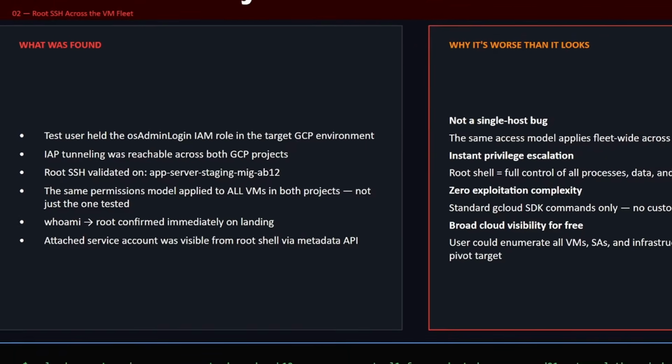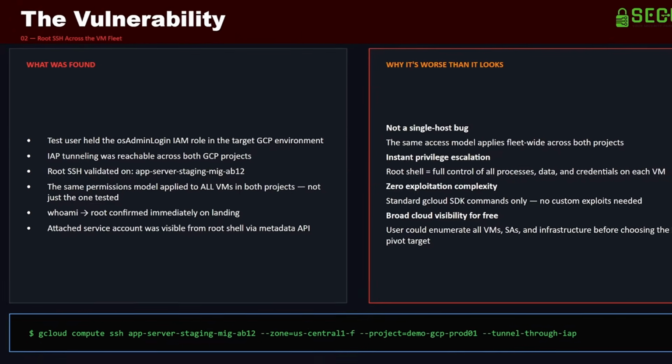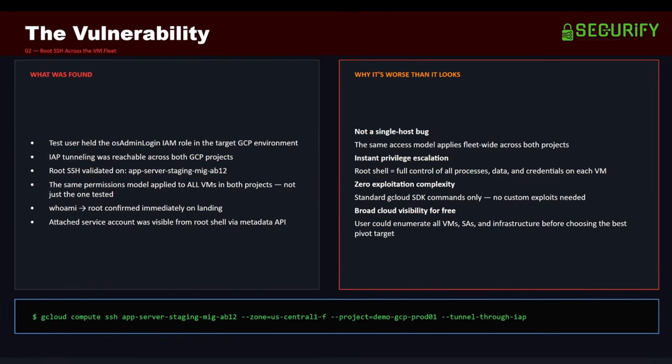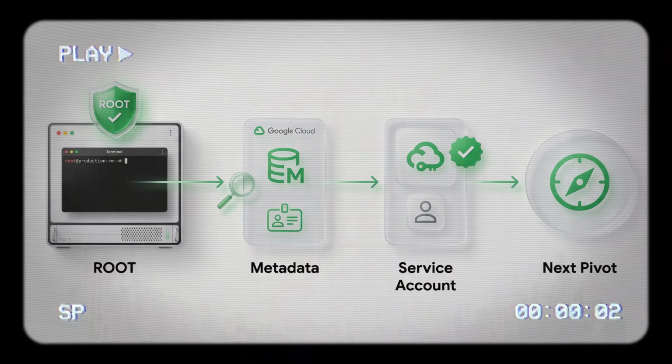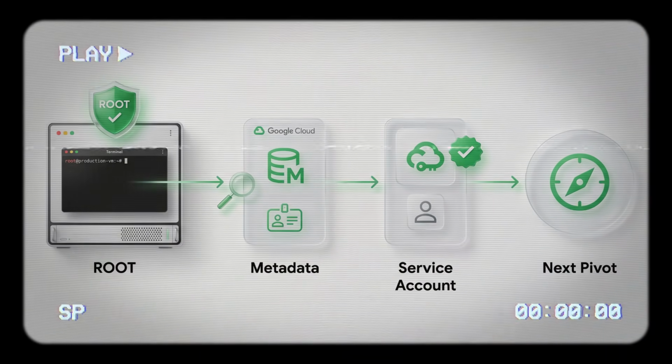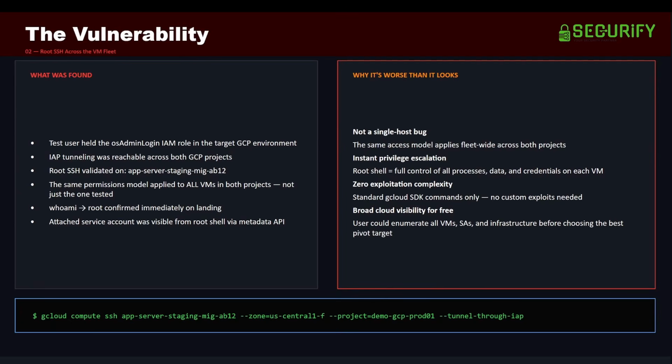All right, one command and we had a root shell. The shell came back as root, not as a limited user, no sudo required, immediate root. We then queried the GCP metadata API from the root shell and confirmed the attached service account identity. That service account becomes your next pivot point. But here's where this stops being a single-instance problem.